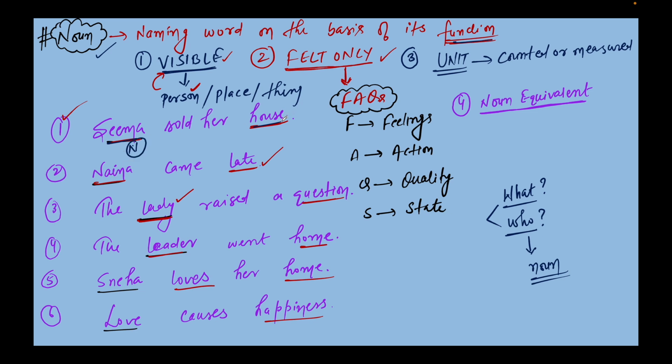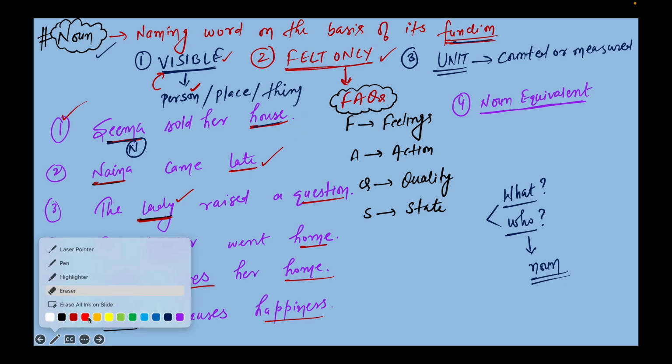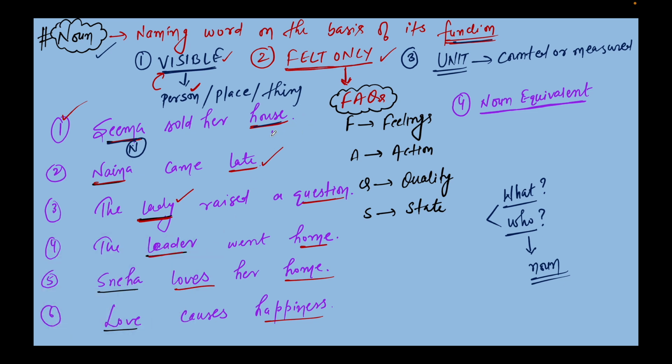Okay. In this sentence, you will say what has sold. Seema sold what? House is giving the answer of what. Is it clear? So that's why it is also a noun, because it is giving an answer of a noun. I hope it is clear to you. Now come to the next example. Nana came late. Who came late? Of course, Nana. So Nana will be a noun.